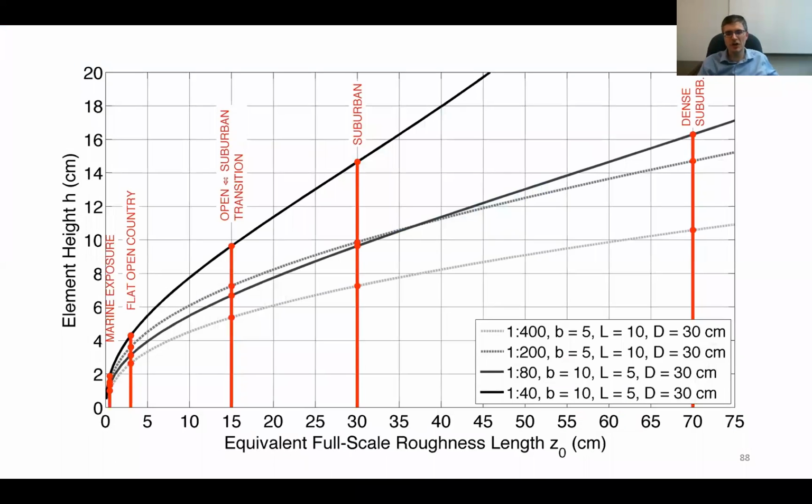And a different look at it in terms of different scales, again, 1 to 400 scale models, 1 to 40 scale models, with roughness length on the bottom here, so very open to very deeply suburban. We can generate the appropriate boundary layer anywhere in this envelope in a matter of moments.